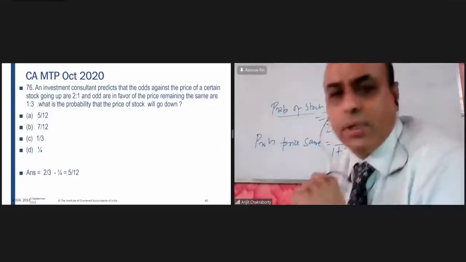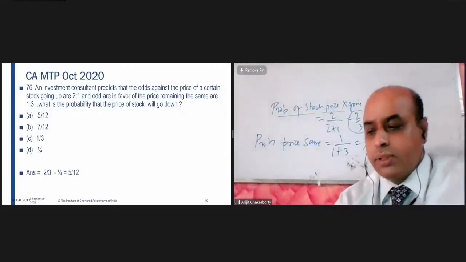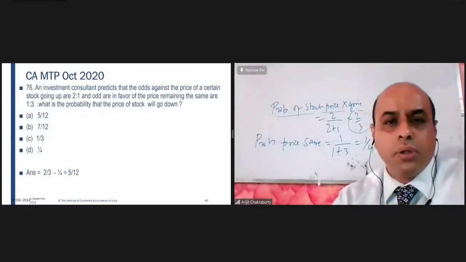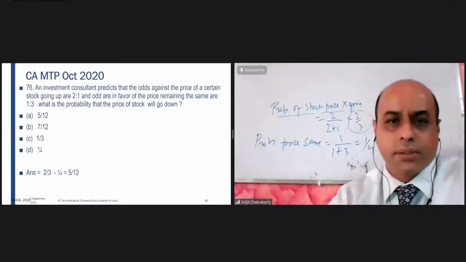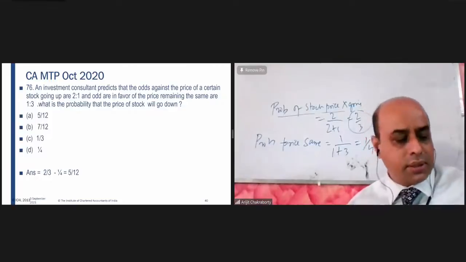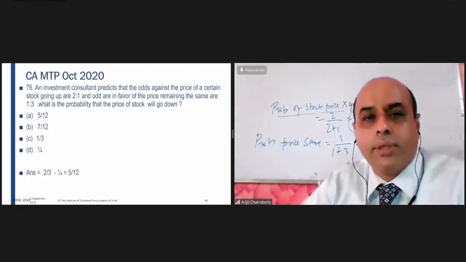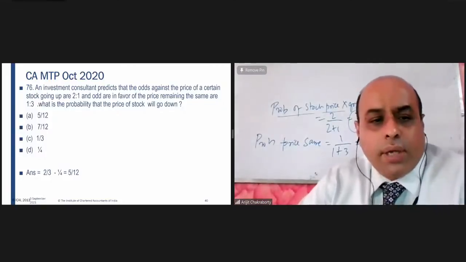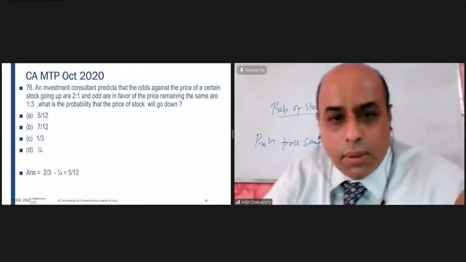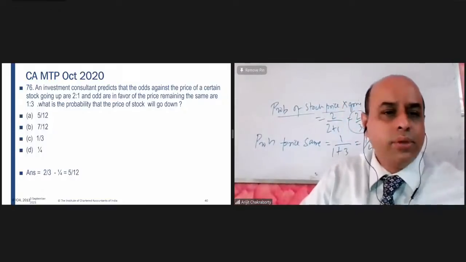This is a lovely, lovely question, a beautiful question from the Board of Studies. There is no question of long calculations as such. This question is a very intelligent question. That's why we are doing this from the October 2020 MTP. You don't have to deal with long numbers, and you don't even need a calculator. In most of the problems we have done so far, there is almost no need of any calculator.